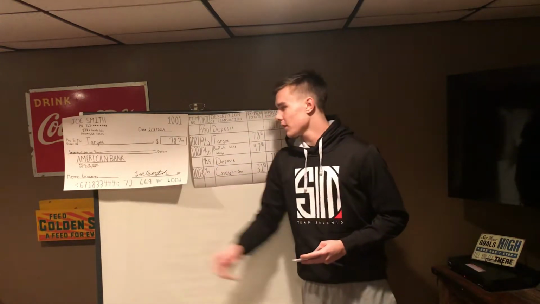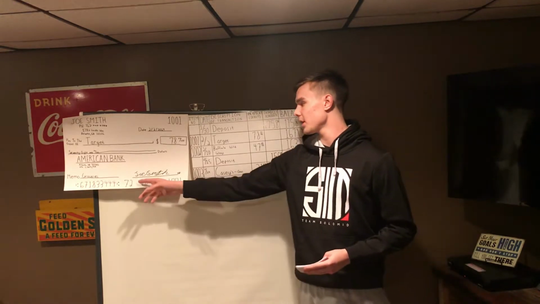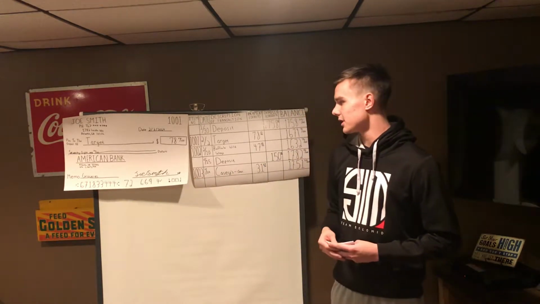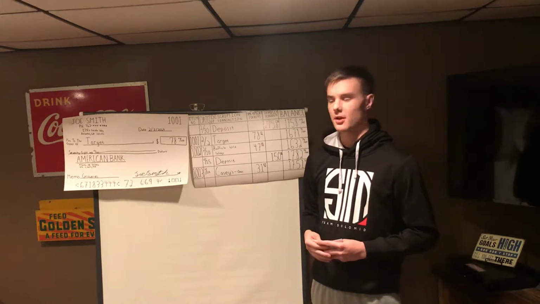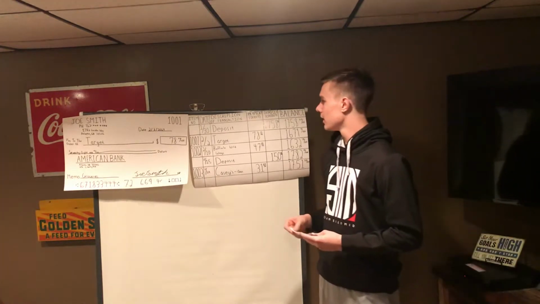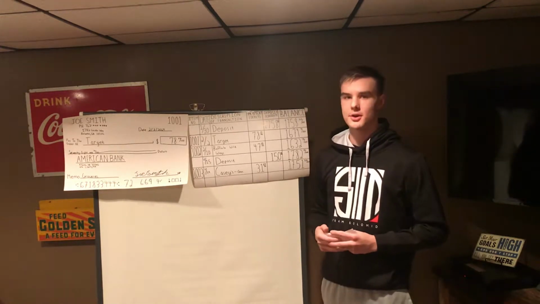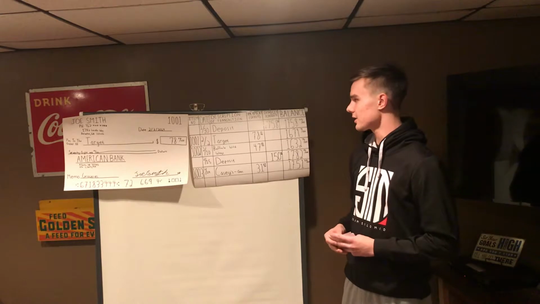On the bottom left corner is your routing number, and this is just for bank purposes, and then the middle number here, in this case it is 6 digits, but it can be more or less depending on the bank. That's your account number. Now that you know how to write a check, I'm going to teach you how to balance your check register as you write your checks.